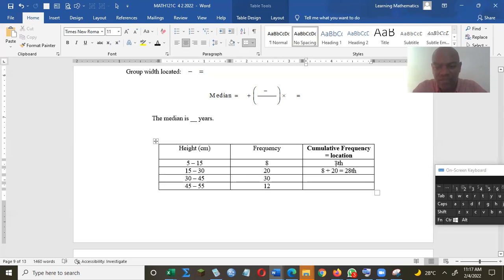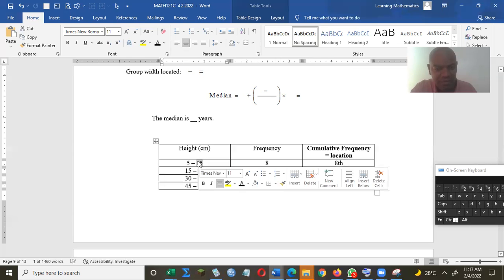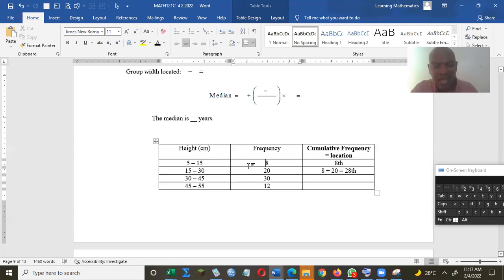So this location is giving you the last position in each interval. The first position is in 5 to 15. The second, the third, the fourth, the fifth, the sixth, the seventh, up to the 8th is between 5 to 15. Okay, bear that in mind. Then what about the 9th? Where's the 9th height? The 9th is in here now in 15 to 30. The 9th right up to the 28th is between that interval.